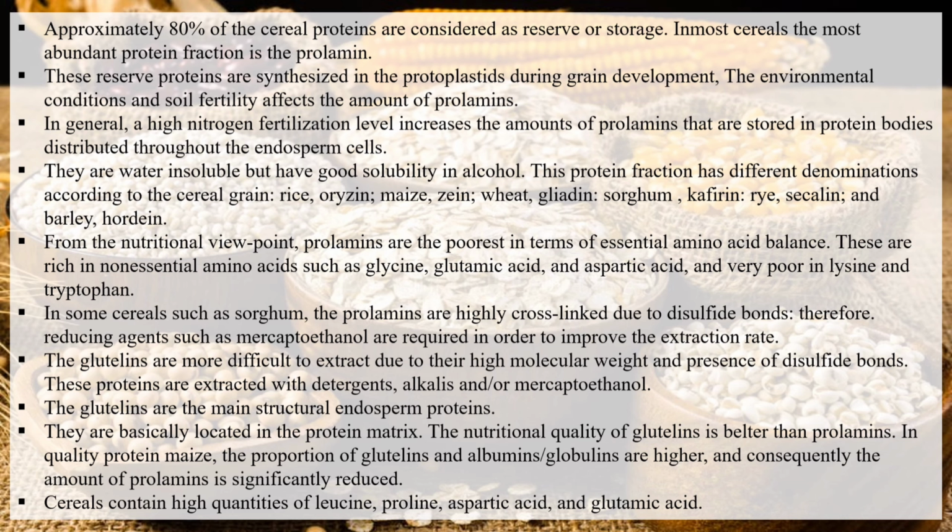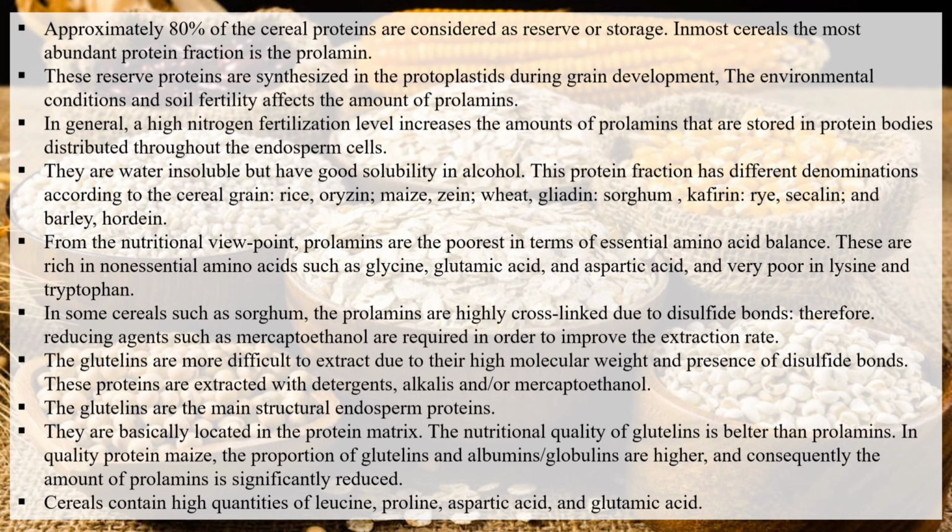This protein fraction has different denominations according to the cereal grain: rice, orzenin; maize, zein; wheat, gliadin; sorghum, kafirin; rye, secalin; and barley, hordein. From the nutritional viewpoint, prolamins are the poorest in terms of essential amino acid balance. These are rich in non-essential amino acids such as glycine, glutamic acid, and aspartic acid, and very poor in lysine and tryptophan. In some cereals, such as sorghum, the prolamins are highly cross-linked due to disulfide bonds.